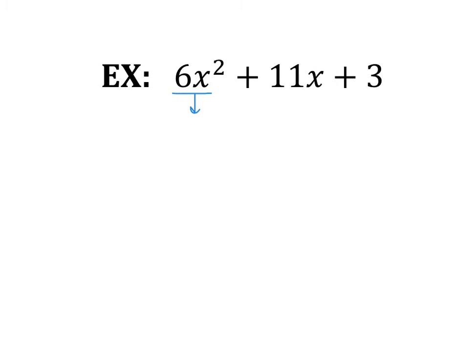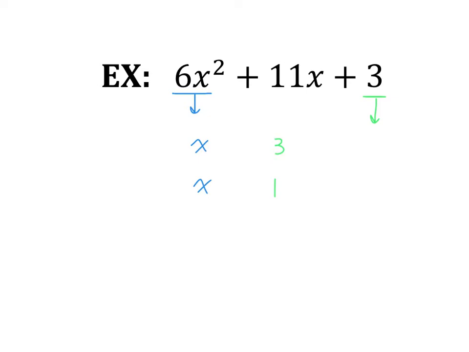So the trial and error means I know that the first two values of my factors are going to have to multiply to 6x squared. So I know I'm going to have an x and an x, okay? The last two numbers of the factors are going to have to multiply to 3. Well, since 3 is prime, I know I'm going to have a 3 and a 1 here, because 3 times 1. And eventually what's going to happen is we're going to put these factors together.